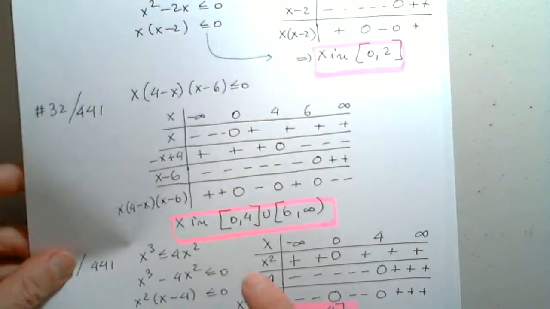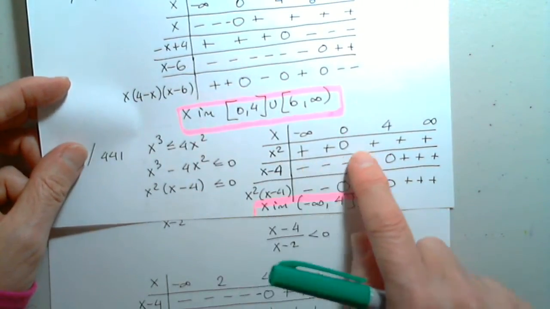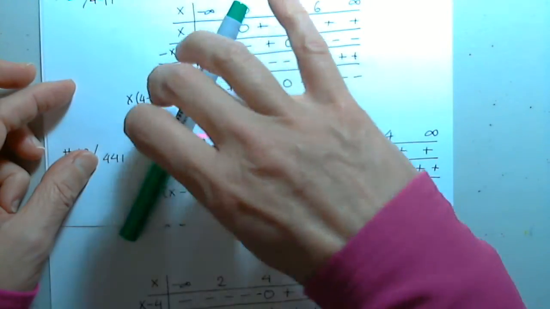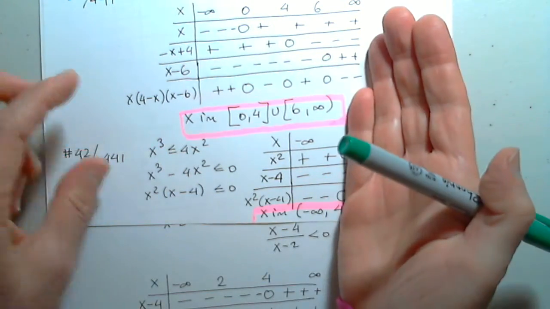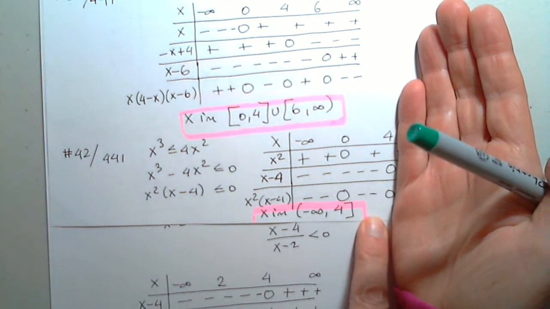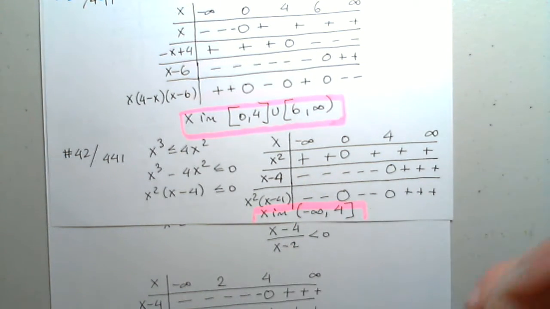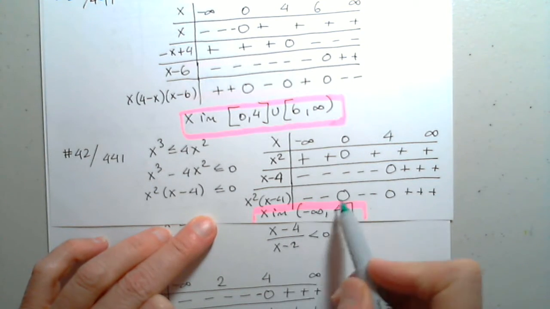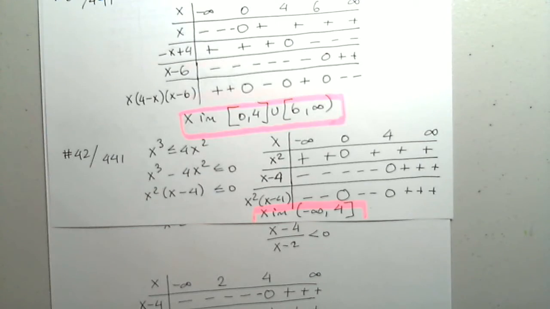The next one, same thing, factor completely. But x squared is always positive except when it's 0. X minus 4, again, a linear function with a positive slope, so negative, 0, positive. Negative, negative, positive. So what do I want? I want negative. So I will choose this. Less than or equal to 0, so I have to include that. There is nothing else.